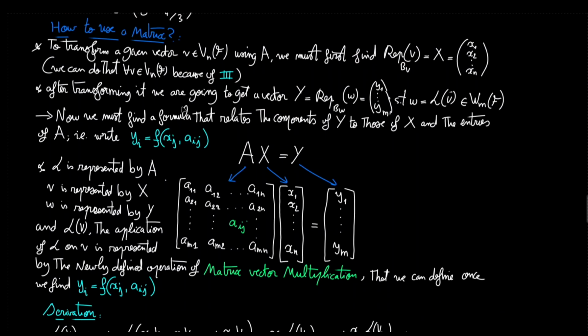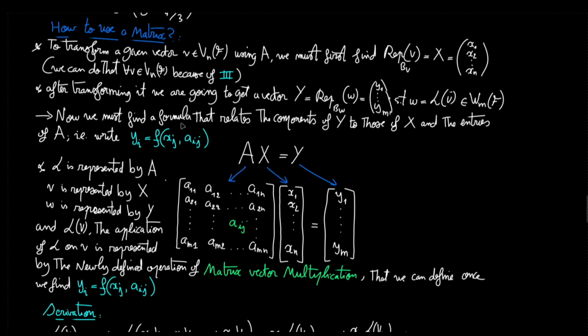After transforming it, we're going to get a vector y that is already the representation of w in the basis of the output space, bw. W is the image of V. So these coefficients you're going to get out of that transformation are already written in the output space.